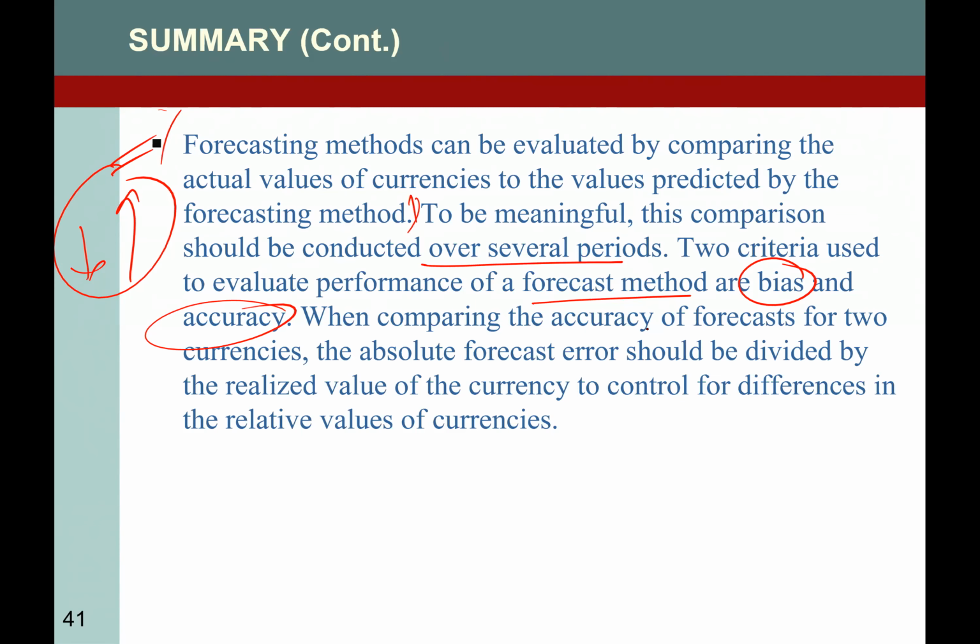When comparing the accuracy of the forecast for two currencies, the absolute forecasting error should be divided by, that is more mathematical. I just skipped that one. I told you the agenda of this lecture is to make you understand the concepts, right? Not going into the details of how these methods are developed, because that is econometrics and you did not study econometrics. Okay, so I'm not going into that detail. So in this chapter you need to learn only those concepts that we just covered in this slide.